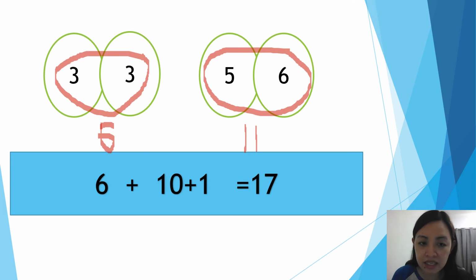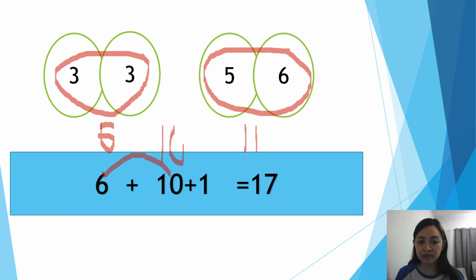So 6, we just put 6 here because it is less than 10. Plus, this is 11. So let's have the place value 10 and 1. 11 is 10 and 1. So let's add. 6 plus 10 is 16. Plus 1 is equal to 17. Okay, very good.